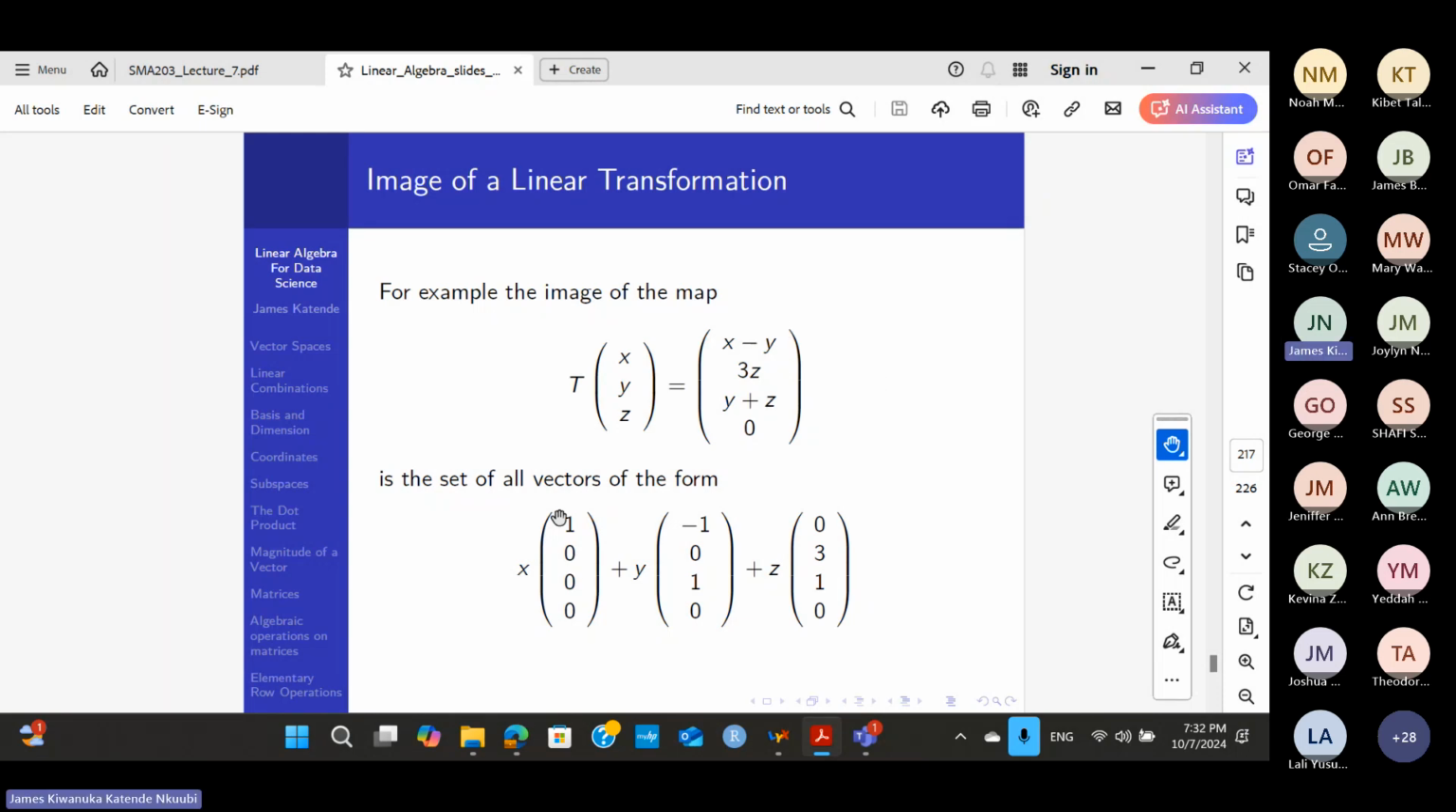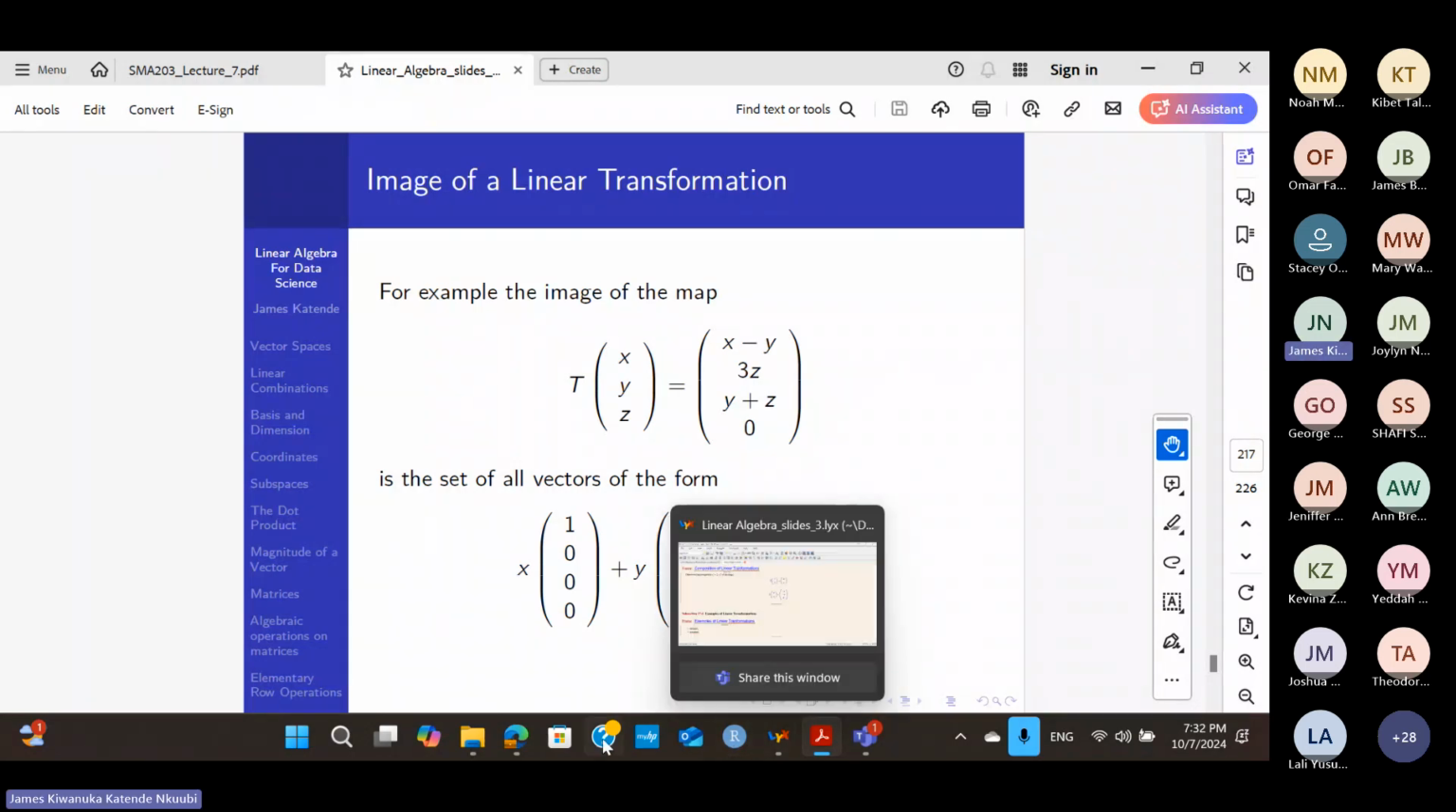So if you look at this, you can write it as a linear combination of these three. Any vector in the image can be written like this, so this completely describes the image. The span of these three vectors is the image. If you want to get anything in the image, just take a linear combination of these three vectors. Let's go back to the board.